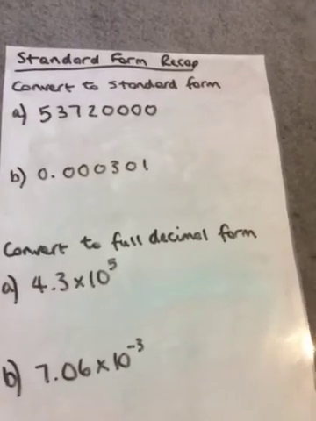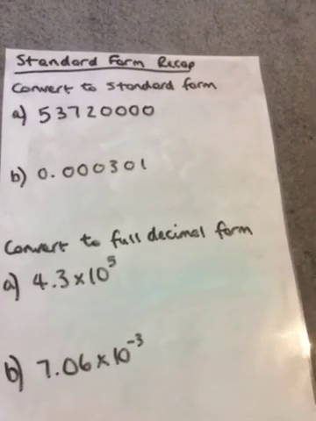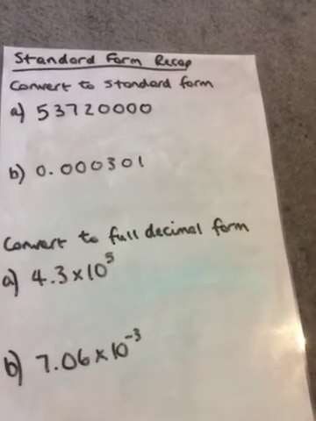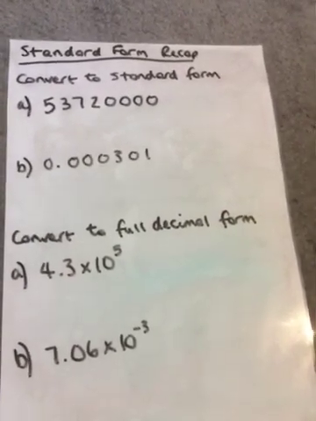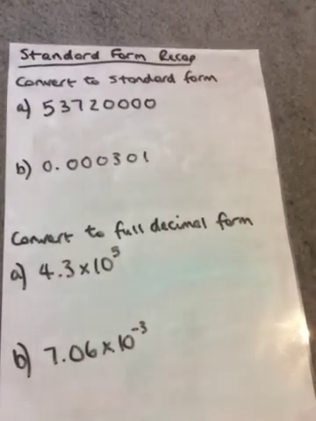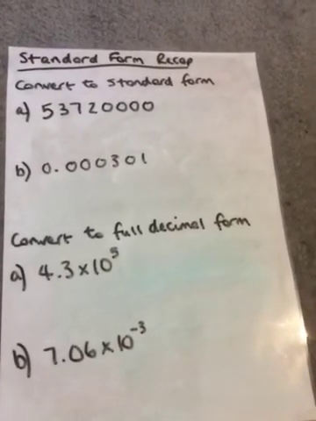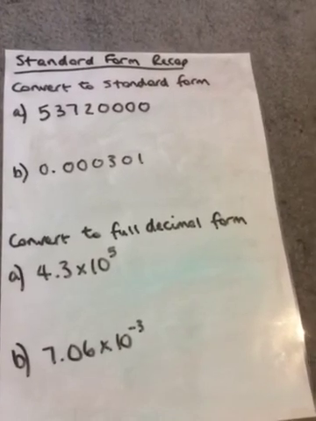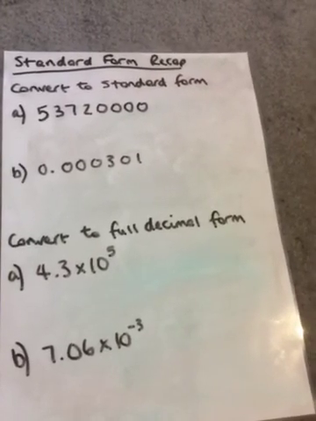This first video on standard form is looking at converting to standard form and converting back to full decimal form. The key thing to remember with standard form is that the first digit of your standard form answer has to be 1 to 9. It cannot be 0 and it cannot be bigger than 9.